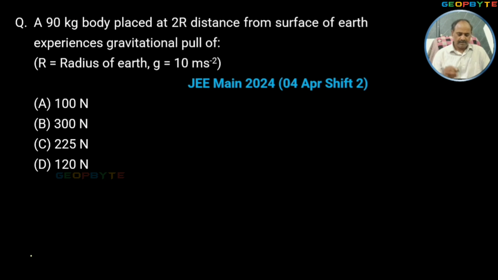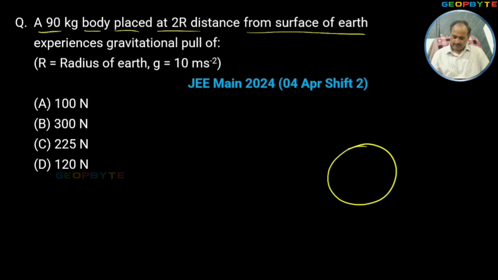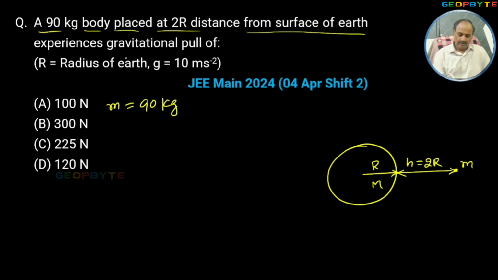Look at the problem, asking like this. A 90 kg body is placed at 2r distance from the earth surface. Let the earth have radius r and m be the mass of the earth. The body is placed at an elevated height. This height h equals 2r, and the mass of that body m is given as 90 kilograms. Then you are asked to decide what is the gravitational pull on the body.